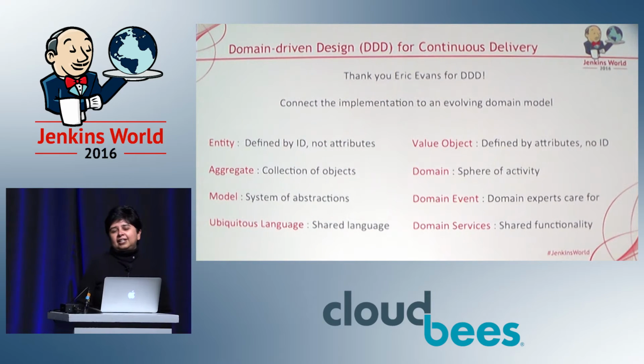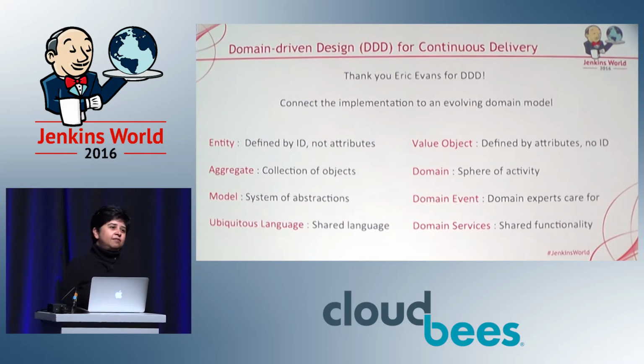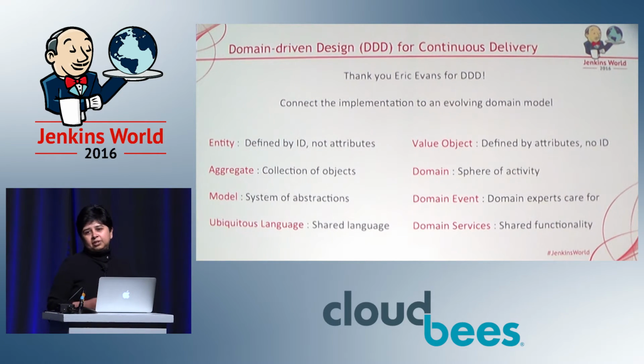So, this is a fat book. By no means can I do the topic any justice in 45 minutes, but I'm going to try and bring the best of whatever I learned to you, and then see how it goes. There are some basic building blocks: entities and value objects, aggregates, the domain itself, the model, the domain events, ubiquitous language, and the services. So what I decided to do was focus primarily on these eight, and if you would be even more interested, there is a lot of literature behind these.